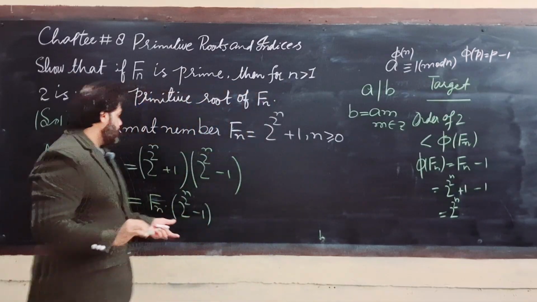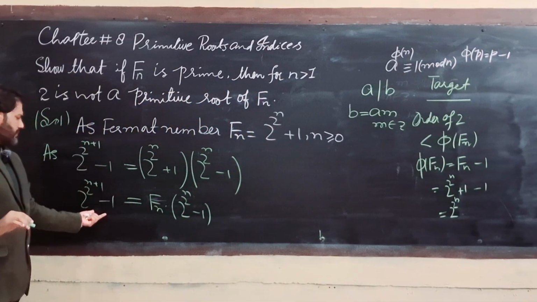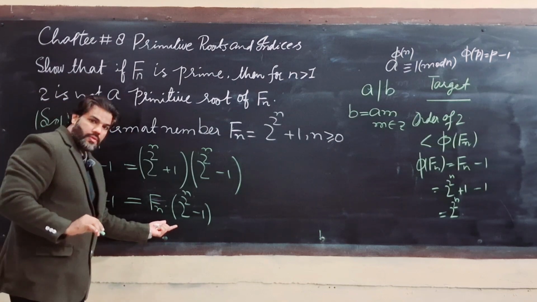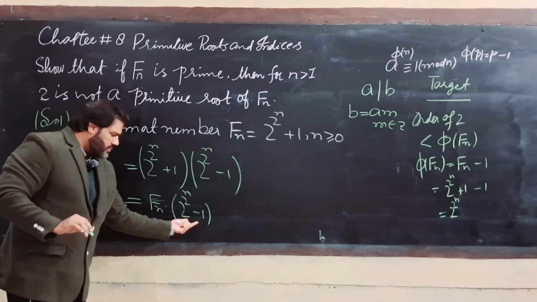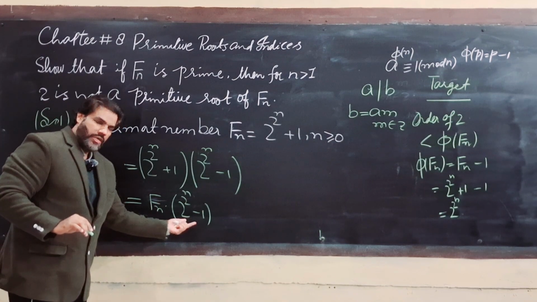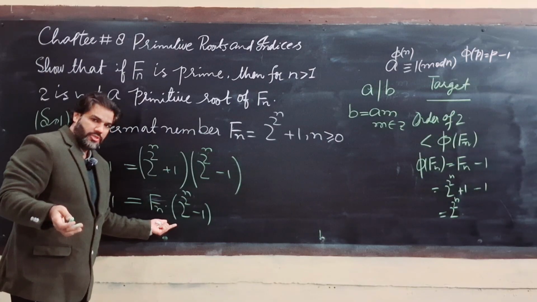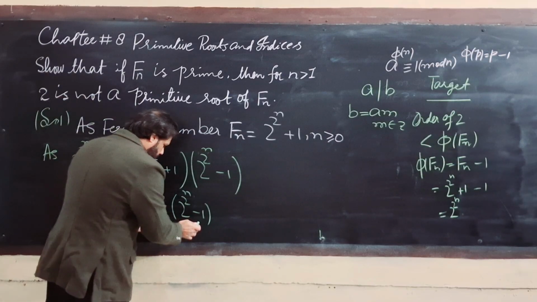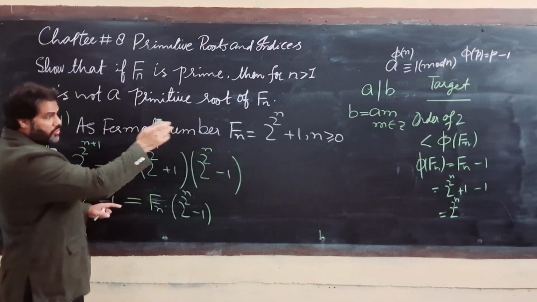You can observe that this is my left hand side. This is the product of these two integers. This bracket is also an integer for any value of n, and the Fermat number is always an integer. So this left side is the product of these two integers. Similarly, as B is equal to A times m.